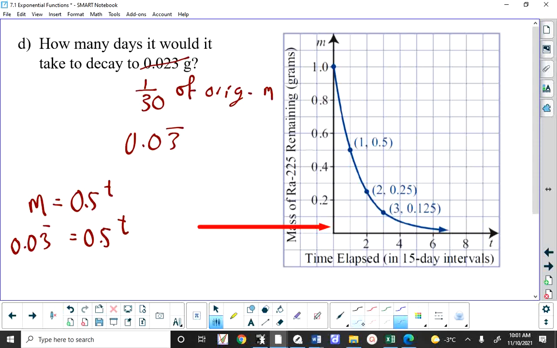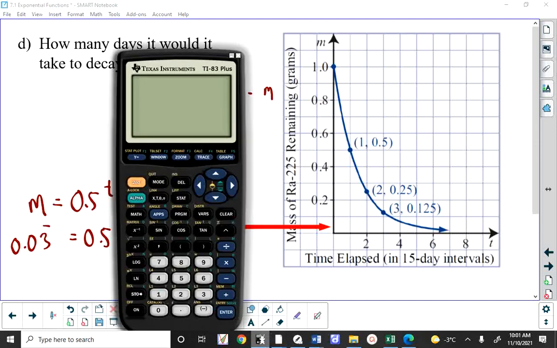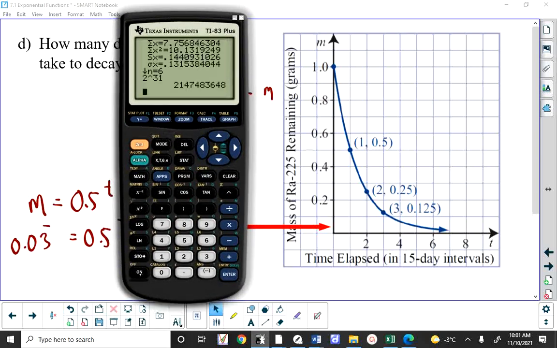The problem is you don't know how to solve that for t. You know what you need to be taught before you can learn how to solve that for t? Logarithms. That's the use of logarithms here. So we're going to have to solve this graphically on our calculator. We are going to be graphing this function of 0.5 raised to the x.